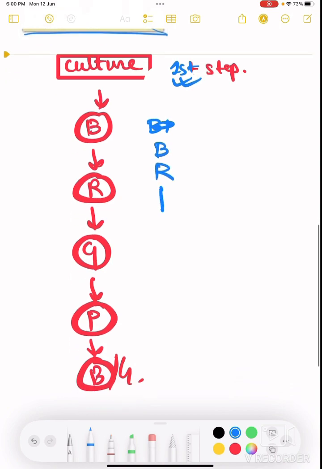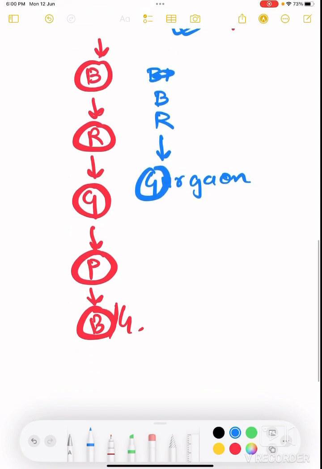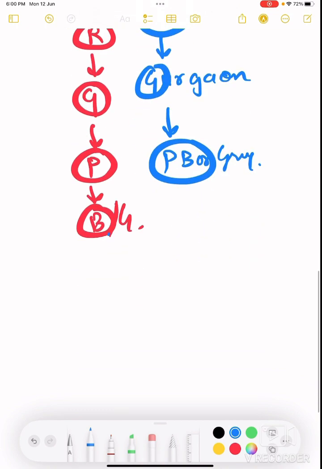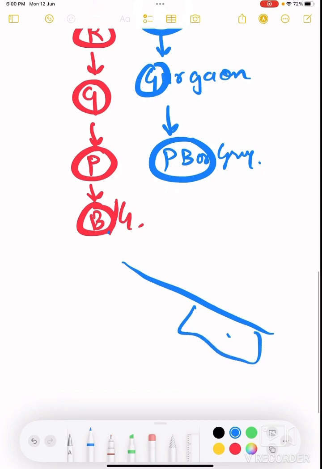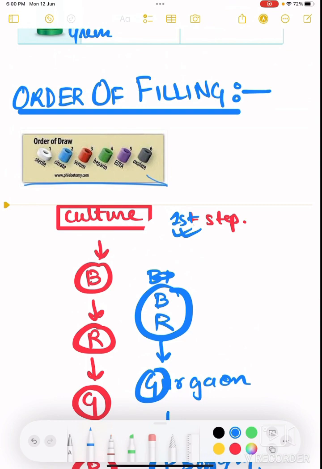BR means Bihar. Then after Bihar, we go to Gurgaon. And lastly, we go to Punjab. PB, this B is black or gray. So this is the step. You have seen the map of India. Here is Bihar. Then here is Delhi, Gurgaon. And lastly, here is Punjab. So you start from Bihar, go to Gurgaon, and then lastly you end up in Punjab. So this is the way you can remember it in examinations.